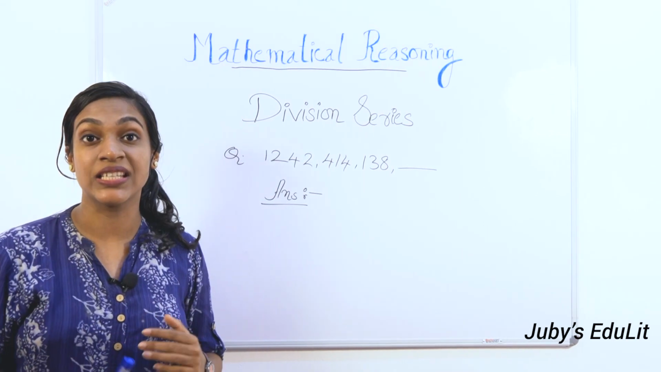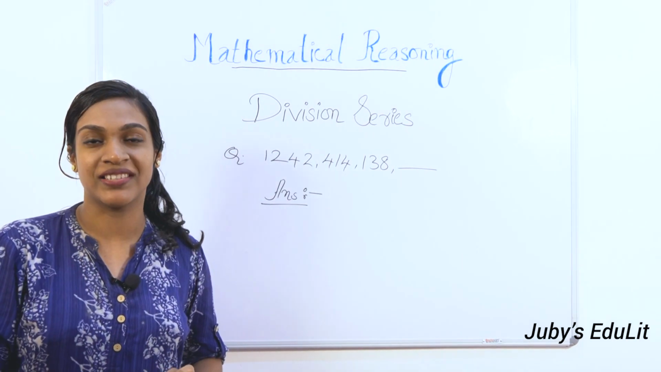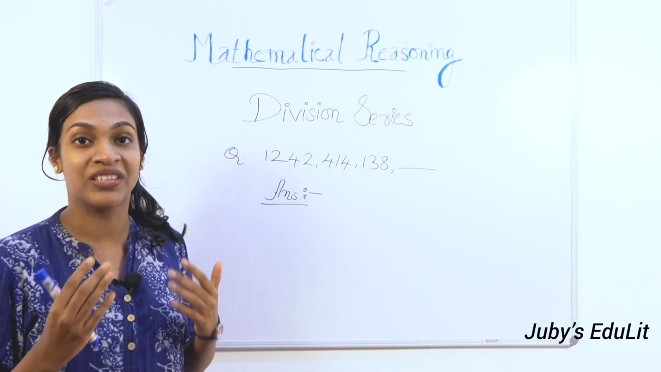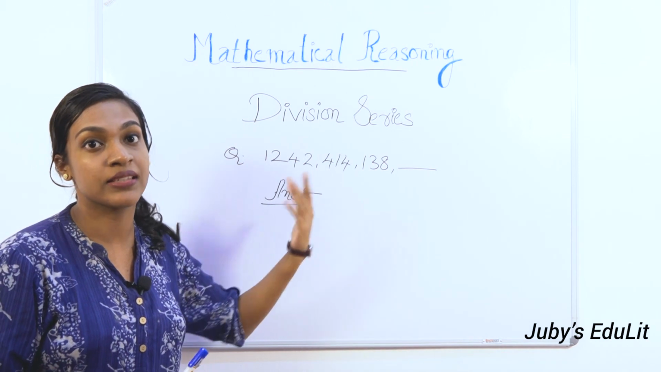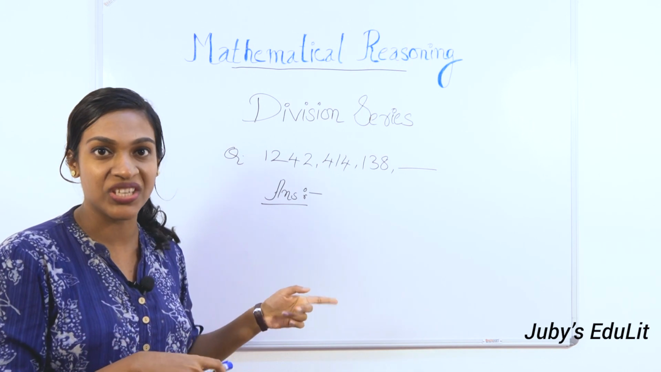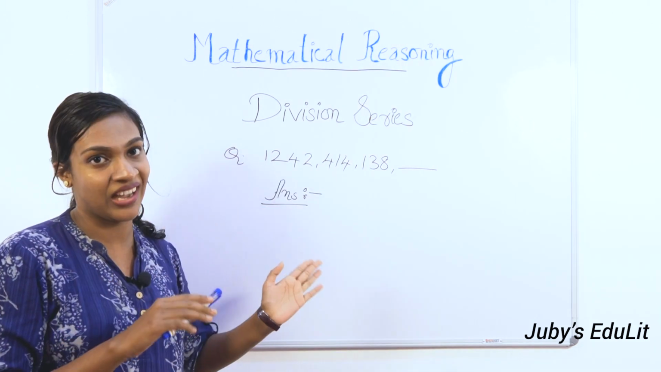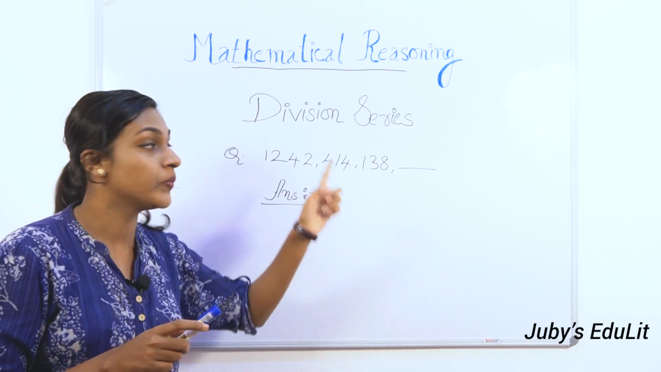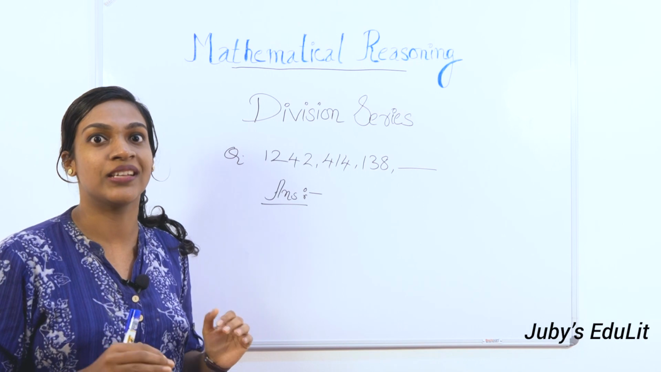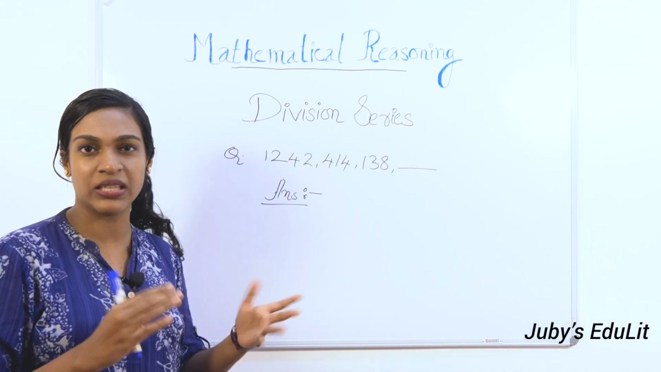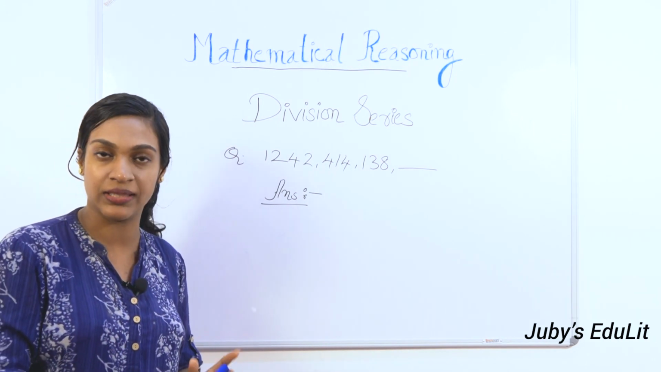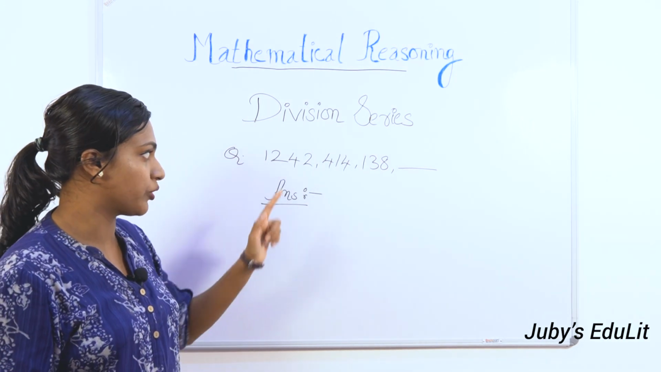The next series we are going to practice is the division series. How will we differentiate the multiplication series from the division series? In a multiplication series, the succeeding number is greater than the preceding number, while in a division series, the preceding number is greater than the succeeding number, and there will also be a huge difference between the two numbers. Such series are division series. This is the best method to identify whether a question is a division series or a multiplication series. Now let's look at the question.